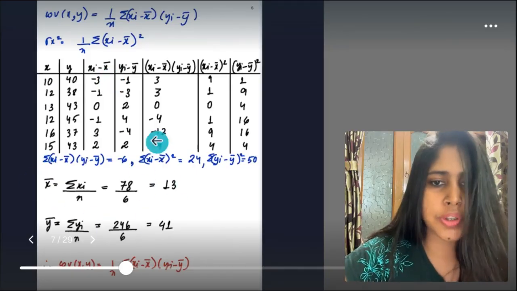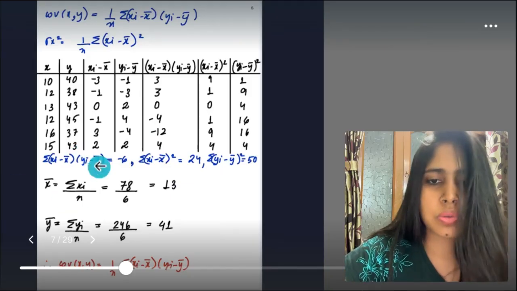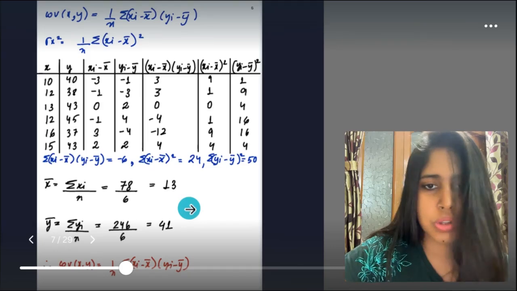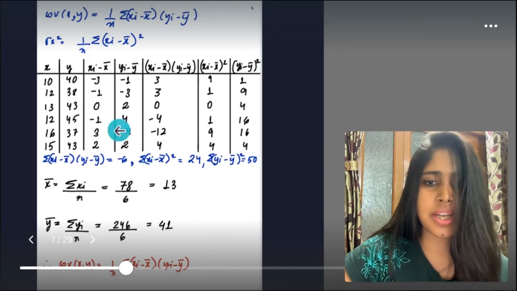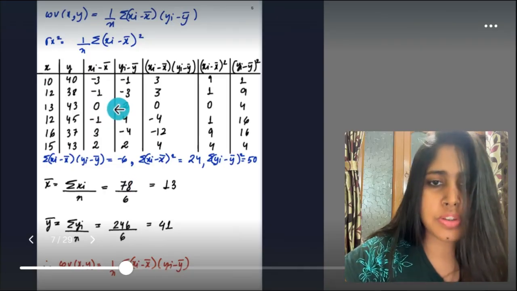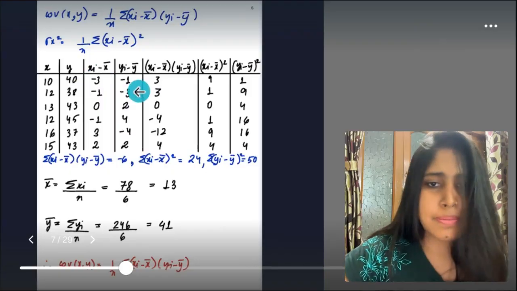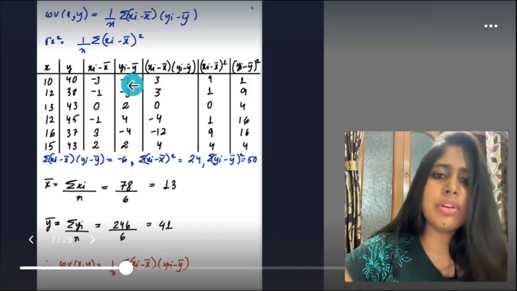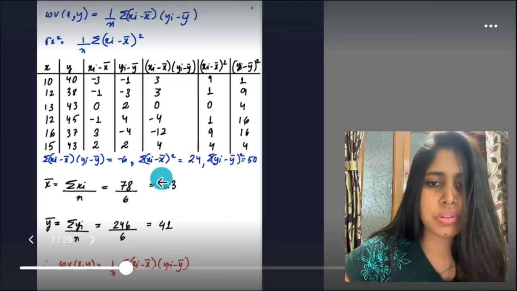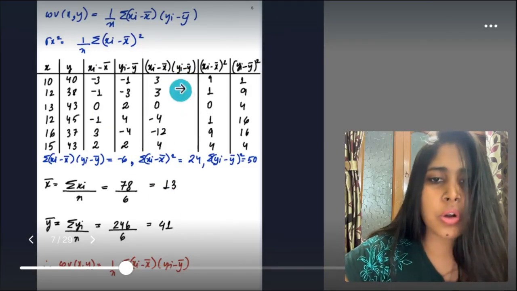We of course calculate the mean first. X bar is equal to summation of xi divided by n. Then 78 by 6 is equal to 13. Then xi minus x bar is 10 minus 13, which is equal to minus 3. 12 minus 13 is equal to minus 1, and so on for the whole column. And same for yi minus y bar. And then we multiply these two columns, xi minus x bar into yi minus y bar. We fill up the column and then we add all these values.